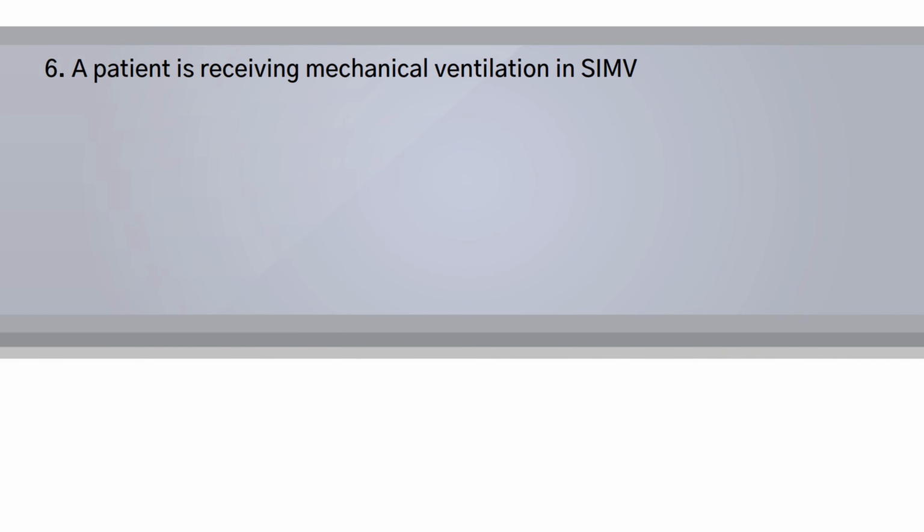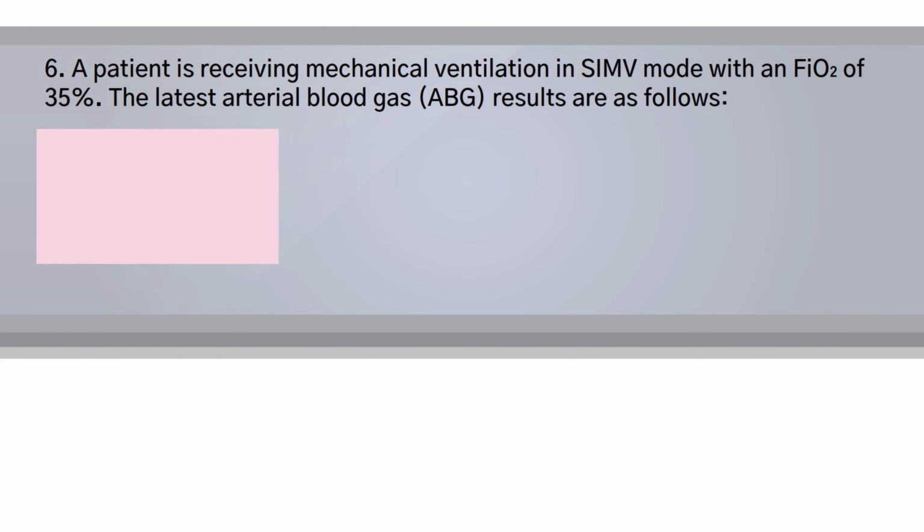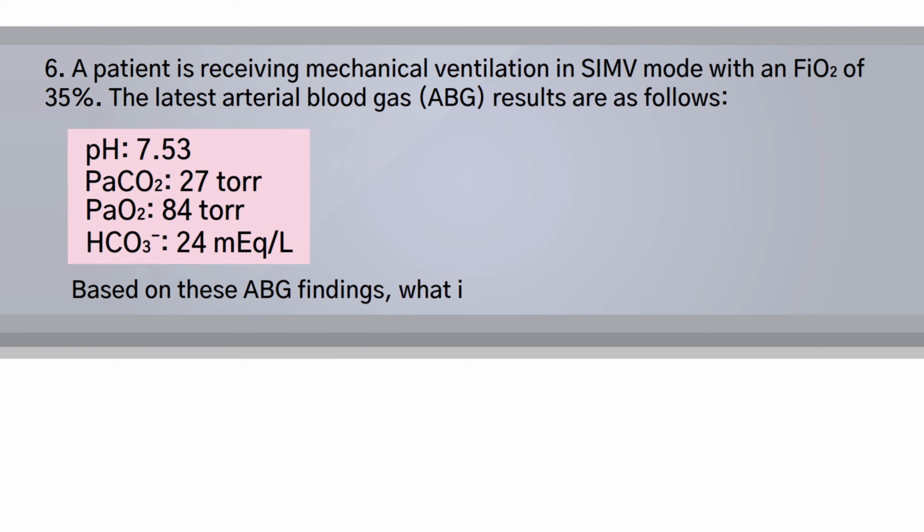Question number 6. A patient is receiving mechanical ventilation in the SIMV mode with an FiO₂ of 35%. The latest arterial blood gas results are as follows. pH of 7.53, PaCO₂ of 27, PaO₂ of 84, bicarb of 24. Based on these ABG findings, what is the most accurate interpretation?